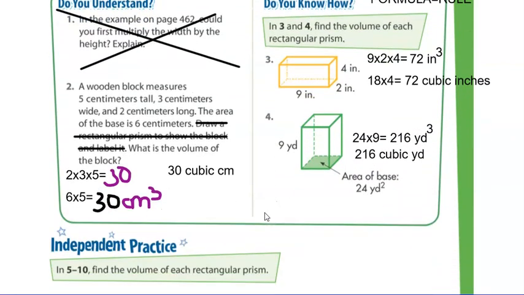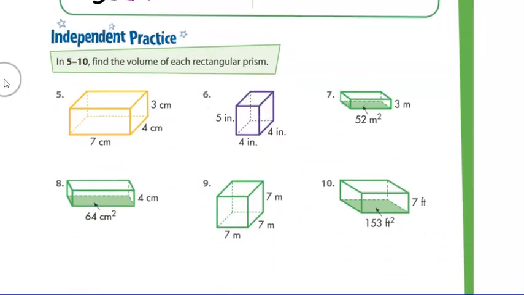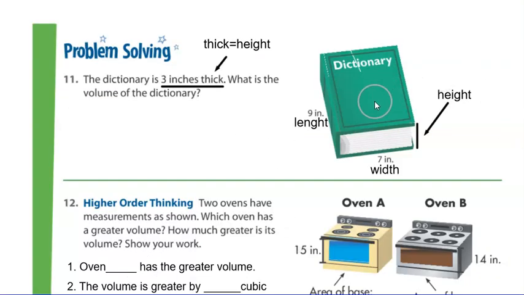All right, so at this point, we're going to flip to the next page. You are going to be completing 5 through 10 independently. So remember, you're using those 3, length times width times height, or if you don't have that, you can use base times height. So we're going to flip to page 47 and talk about a couple of these problems together.